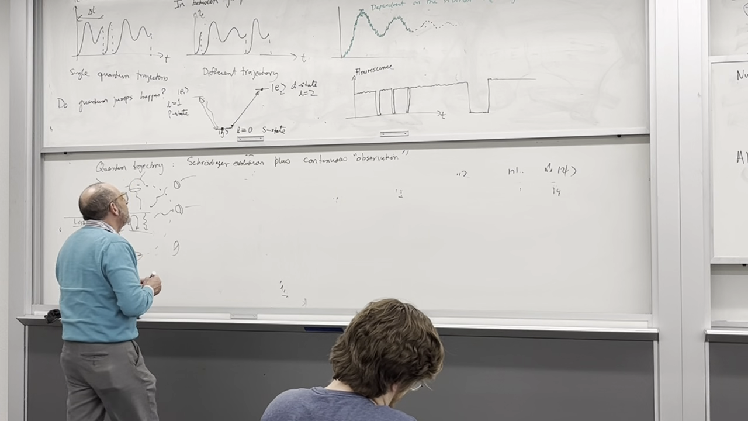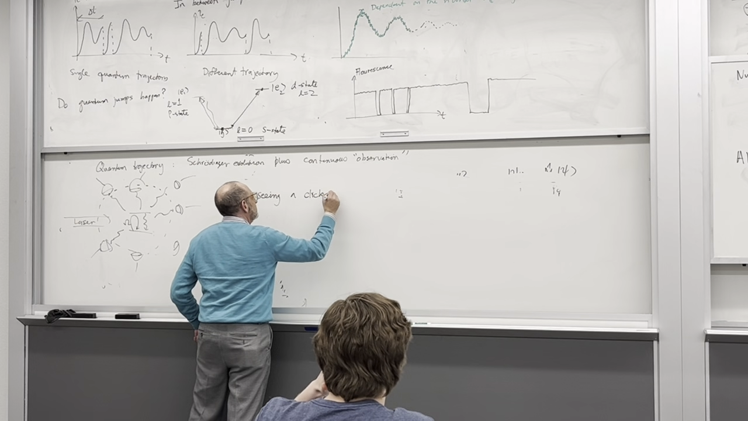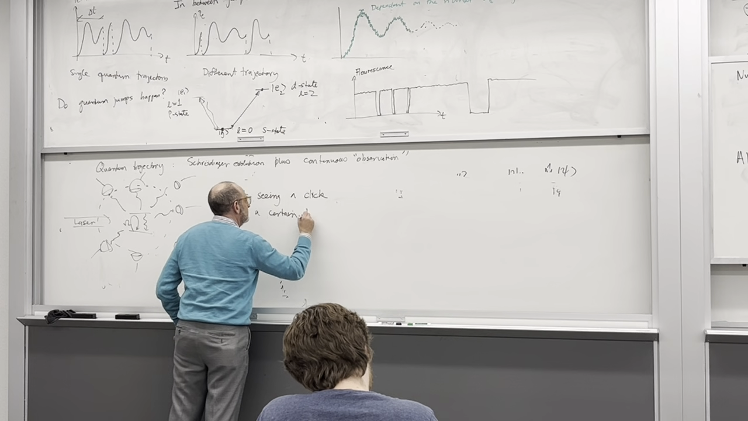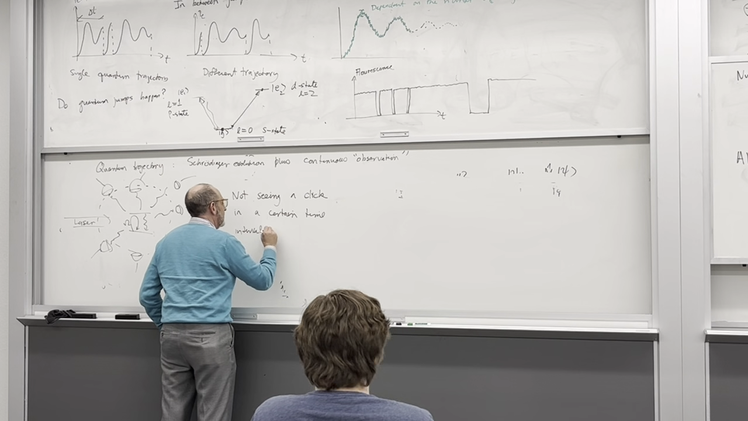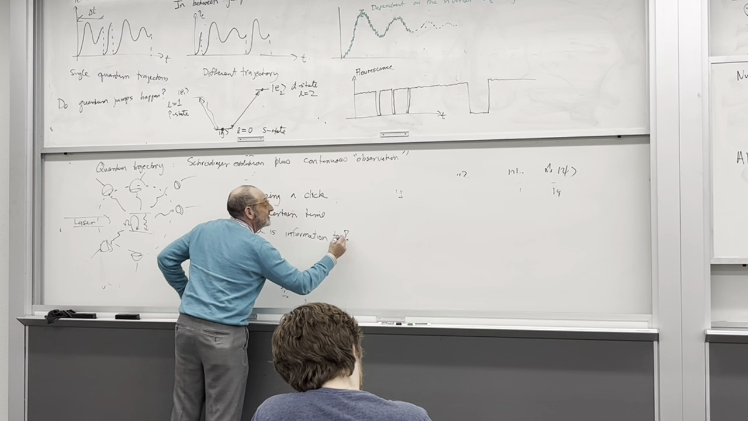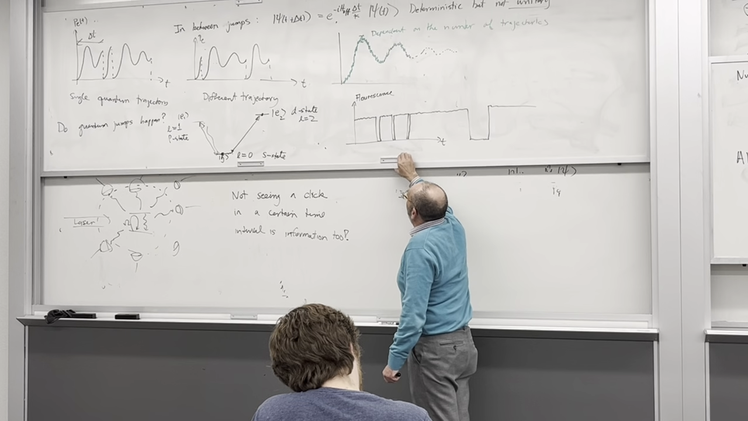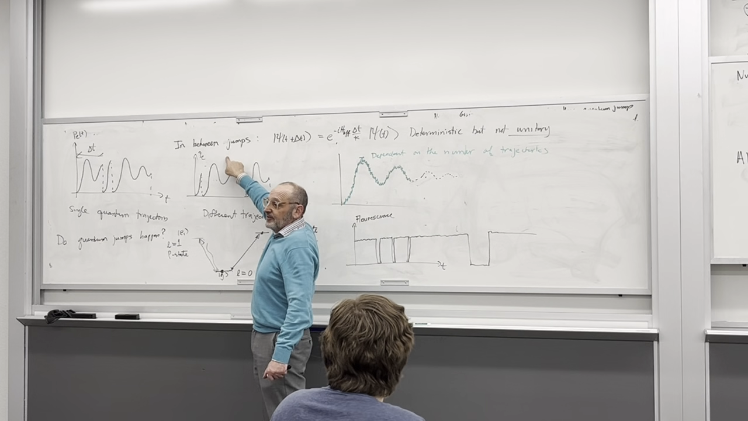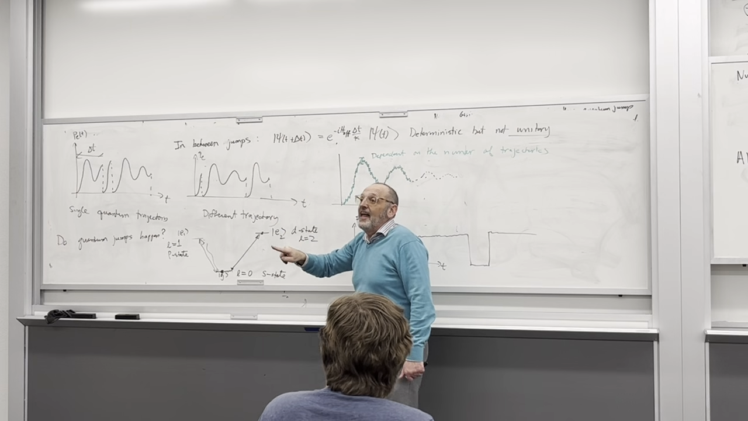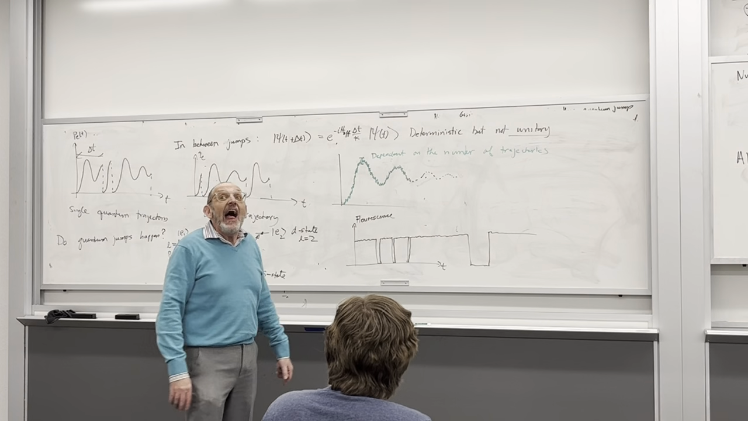Okay? But what is important: not seeing a click in a certain time interval is information too. It's going to be critical. It comes back really to your question. The reason that the evolution in between jumps is not just the unitary Schrodinger equation is that the fact that I didn't see a click is information about the state that I wouldn't have had I not looked.